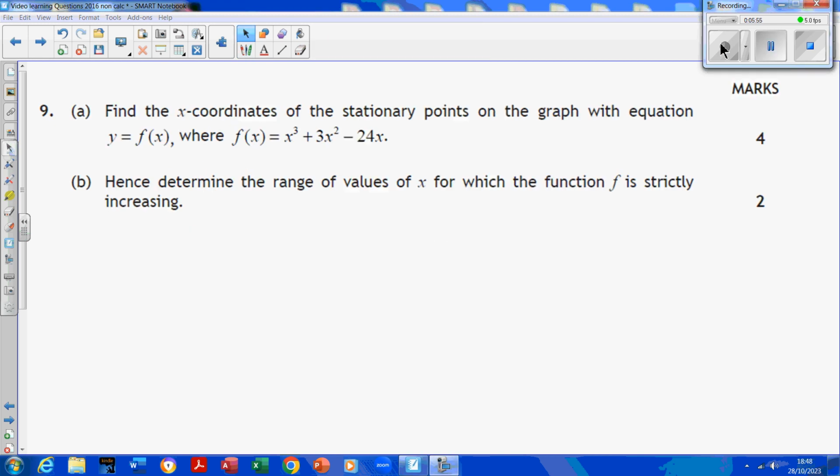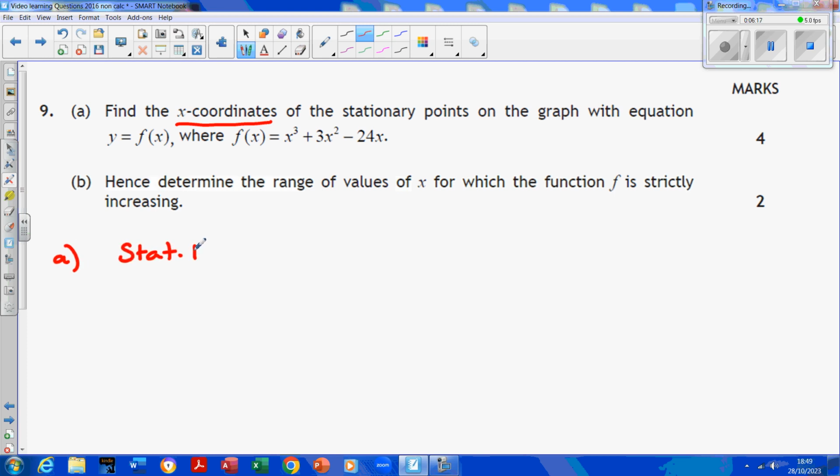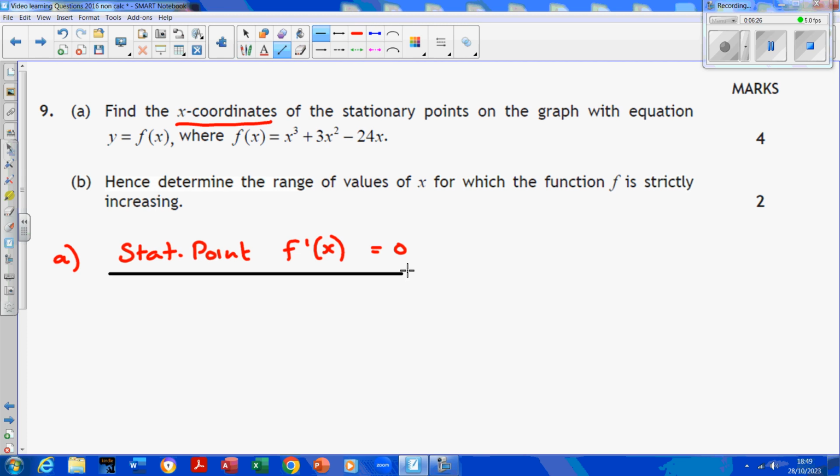We're now getting towards the end of the paper, so questions are getting a wee bit longer and a wee bit more challenging. So this one, find the x coordinates of the stationary points on the graph with the equation y equals f(x), where f(x) is equal to the following. So where do stationary points occur? Stationary points occur when f dash x equals 0, or dy by dx equals 0. Either one, it doesn't matter what you write down.